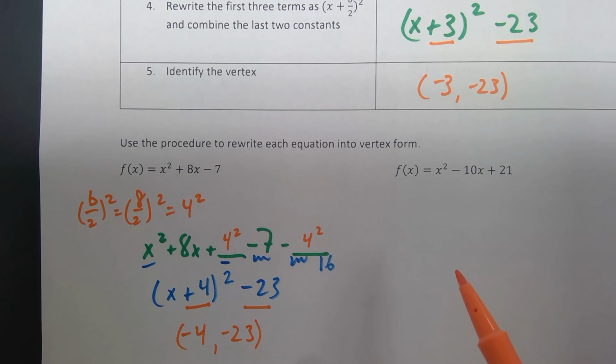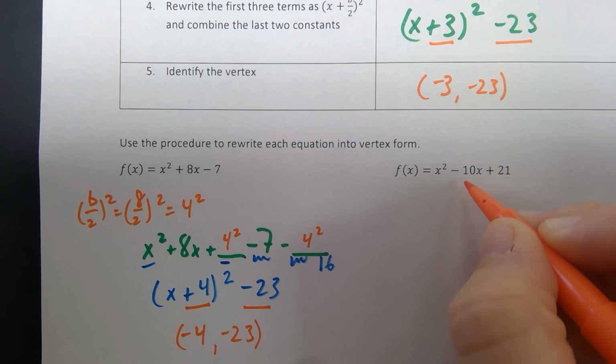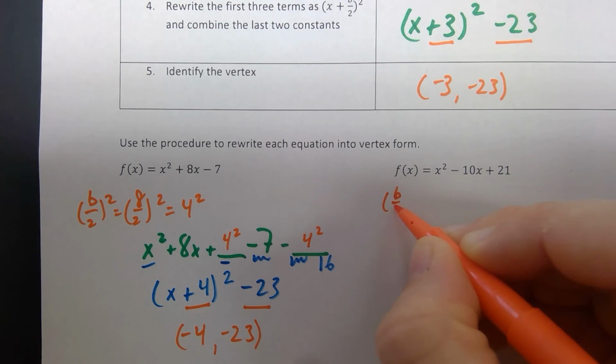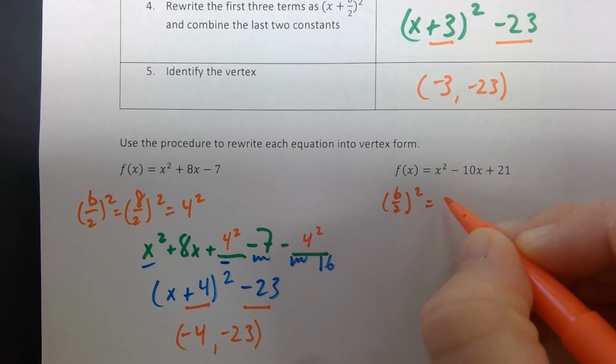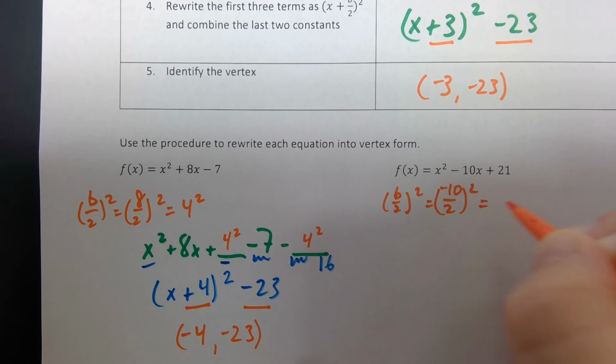Now I'm going to have you work on the next equation real quick. All right, so let's go and check this one. I've got a negative b value here, so I've got to be a little bit careful. If that b value is negative, then my perfect square binomial, those two numbers that are getting squared, must also be negative.